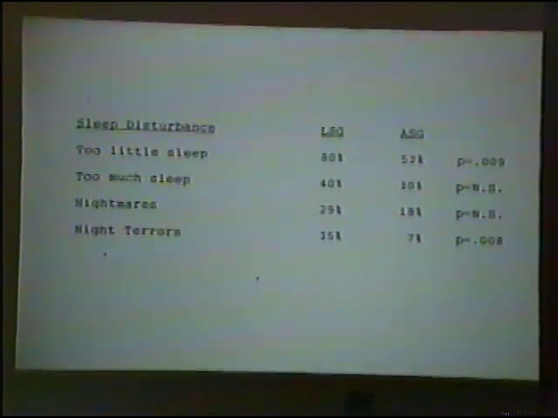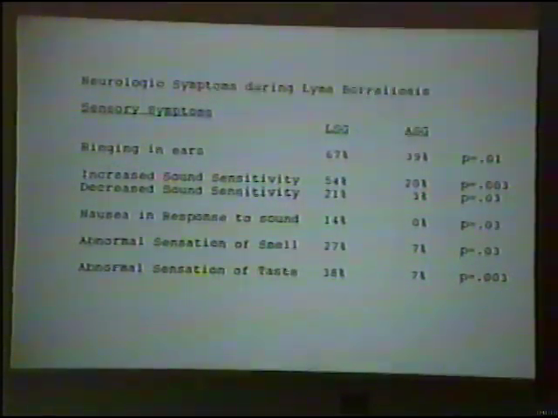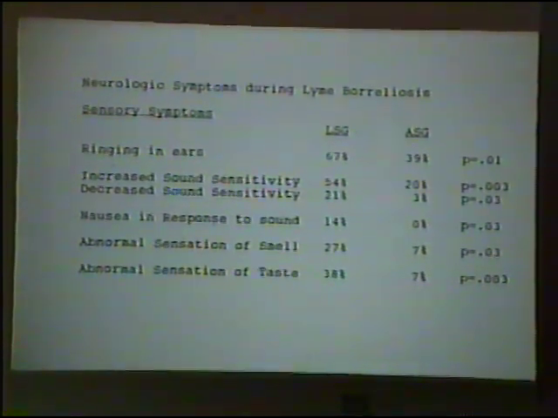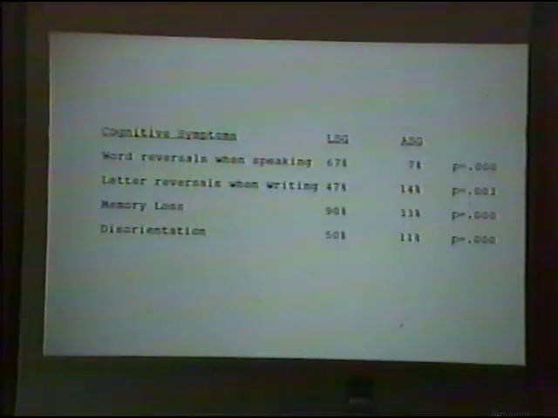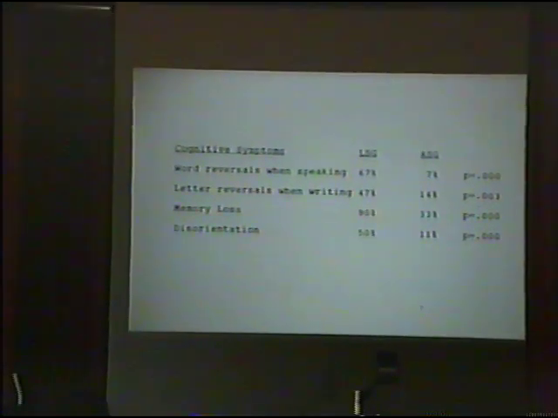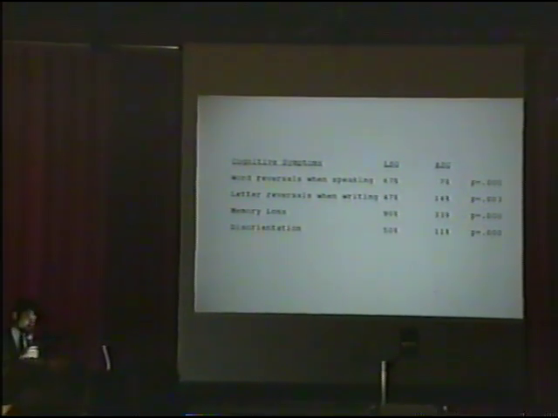I'm going to run through these slides. A lot of the patients reported a sleep disturbance. Increased light sensitivity was quite common. Ringing in the ears was common. This is Lyme support group versus arthritis support group. Abnormal sensations of smell and taste. Word reversals when speaking, letter reversals when writing, memory loss, disorientation. I've certainly heard it said in my practice that patients may get lost in their own town or suddenly feel disoriented.